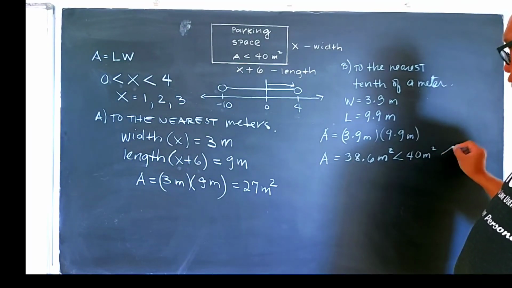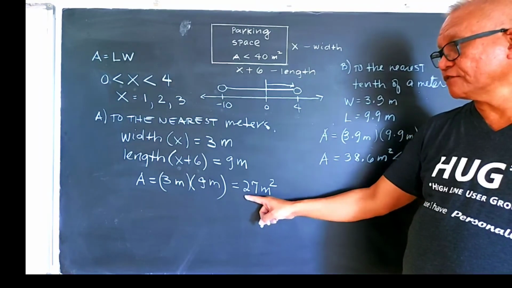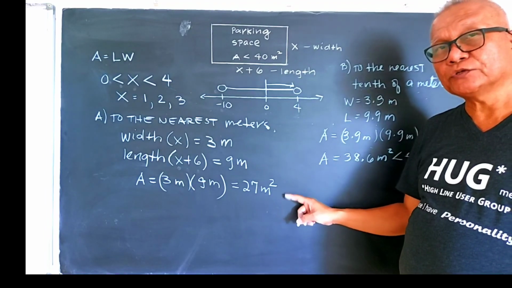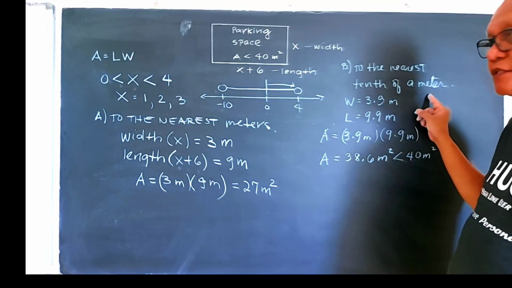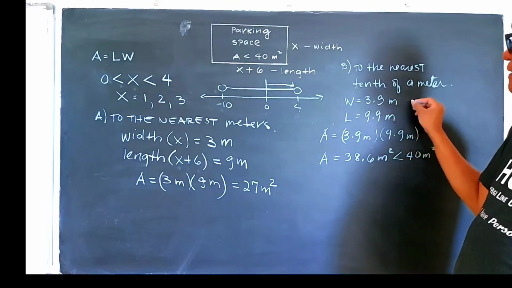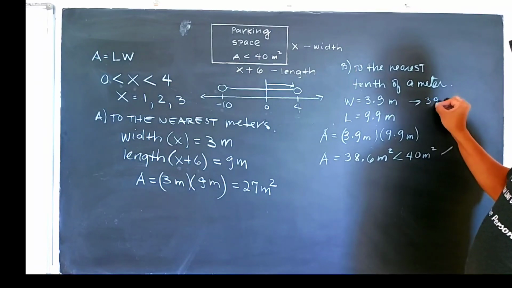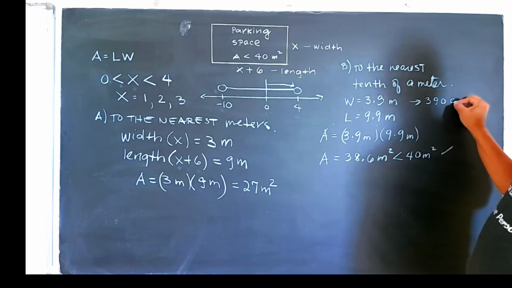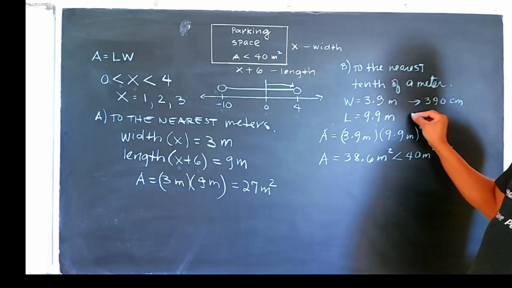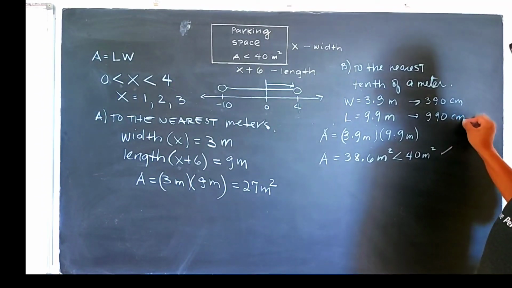Okay, so you choose. If you want it to the nearest meters, we have 27 only. If you are going to use up to the tenths of a meter, then we have 38.6. So this is actually 390 centimeters, if you want that one in centimeters. And this one is 990 centimeters.